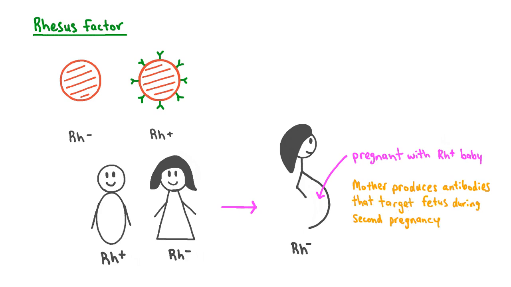However, if she becomes pregnant a second time with an Rh positive baby, then these antibodies might target the fetus and lead to complications. This can be prevented by treating the mother with a special serum that prevents her immune system from developing antibodies against the Rh antigens in the baby's blood. Now let's take a moment to apply what we've learned with a practice question.